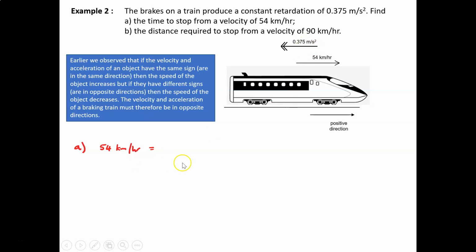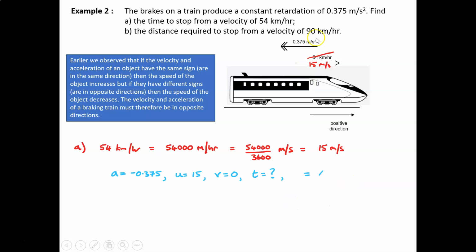But we need to change the kilometers an hour. So we need to multiply by 1,000 and divide by 60 and another 60 to get seconds. And that gives us 15 meters per second, which we are now allowed to use. So what do we know? So a, our acceleration, is going in a negative direction, so minus 0.375. u is 15 meters per second. The time to stop, so that's v, would be 0, and we want the time. s we don't want and we're not interested in.